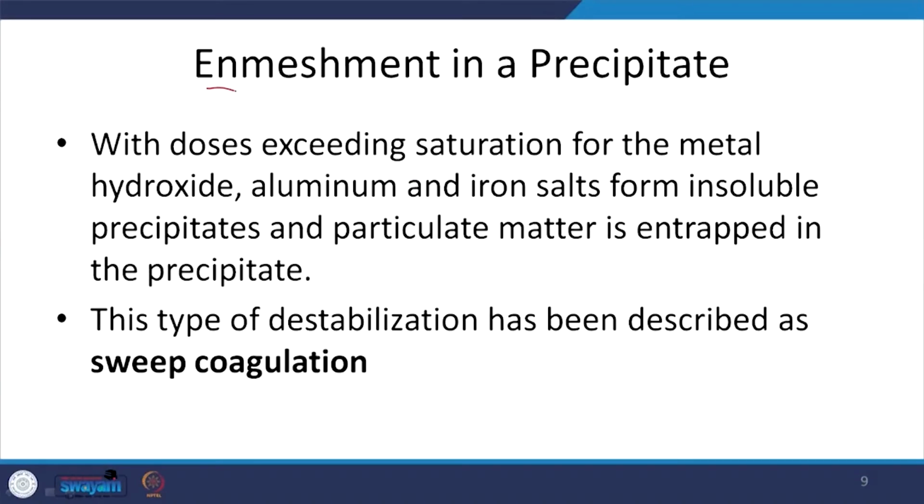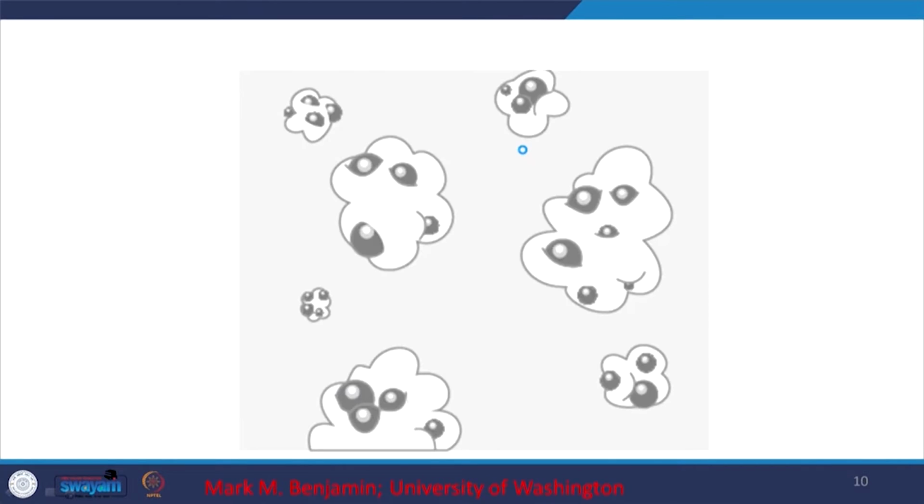As I mentioned, it can be enmeshed in a precipitate, and it is called sweep coagulation, typically seen with Al3+ and Fe3+, and not with Fe2+, though. So, this is a general schematic. Hopefully this is the precipitate, Al(OH)3 solid, and you see the different colloids being enmeshed in that particular solid. So, that is one aspect to consider.